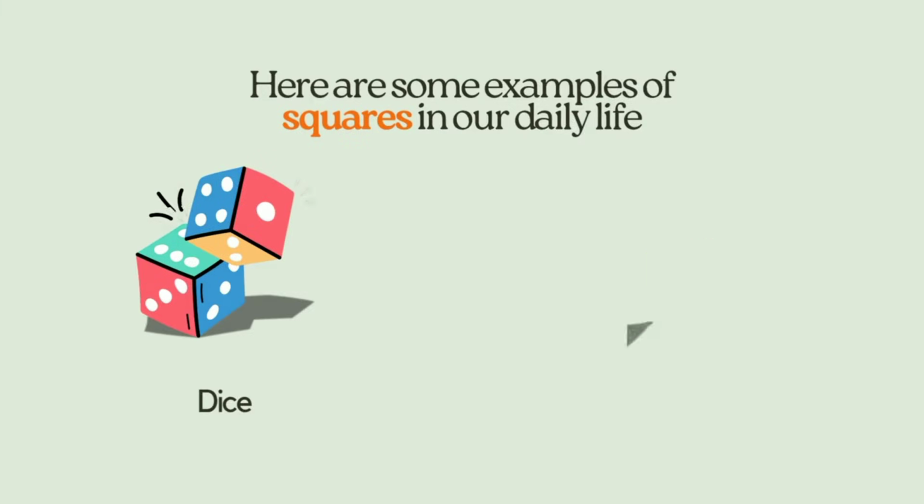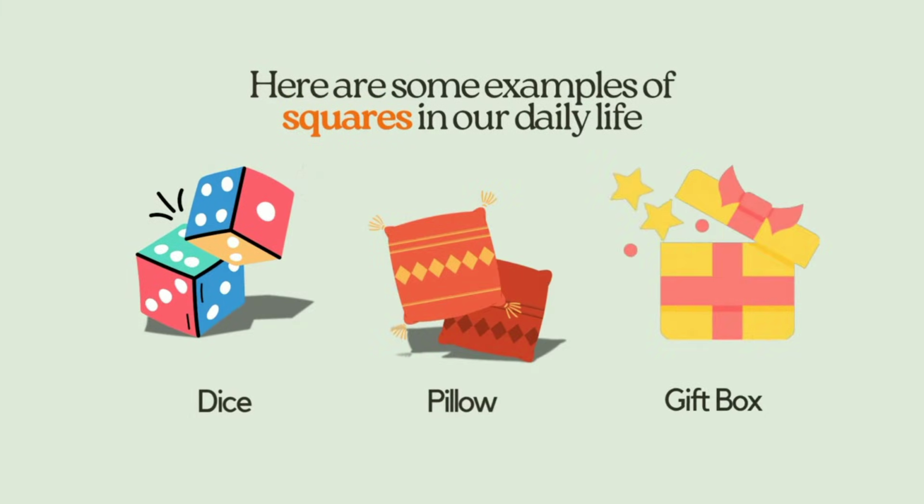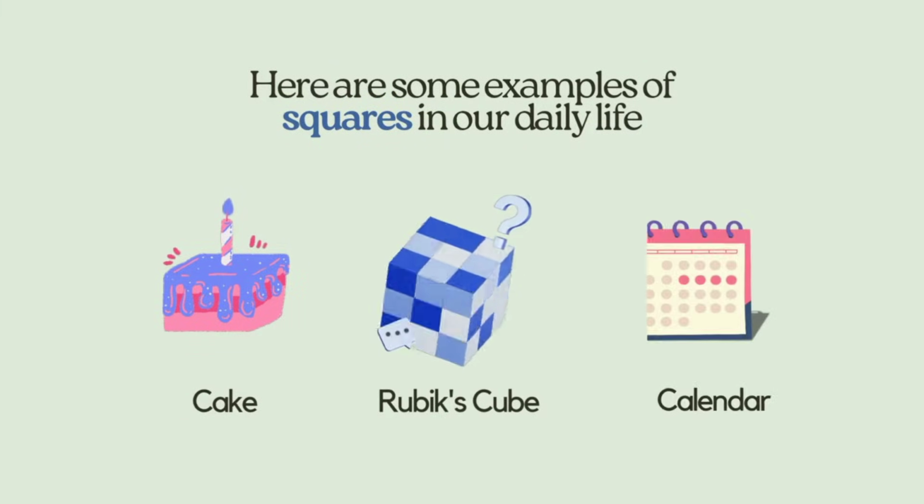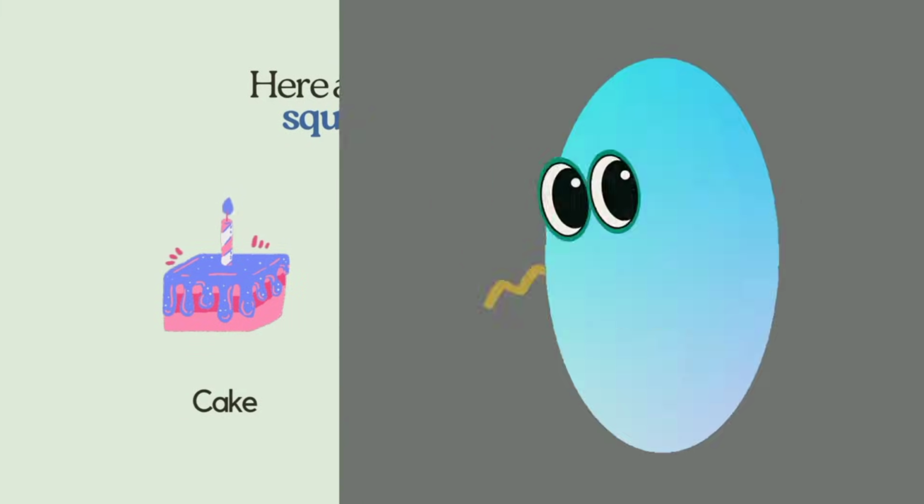A dice. A pillow. A gift box. A cake. A Rubik's Cube. A calendar. This is an oval.